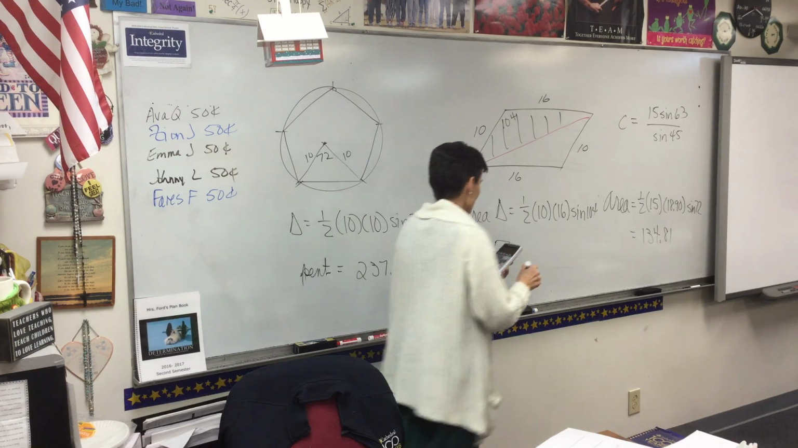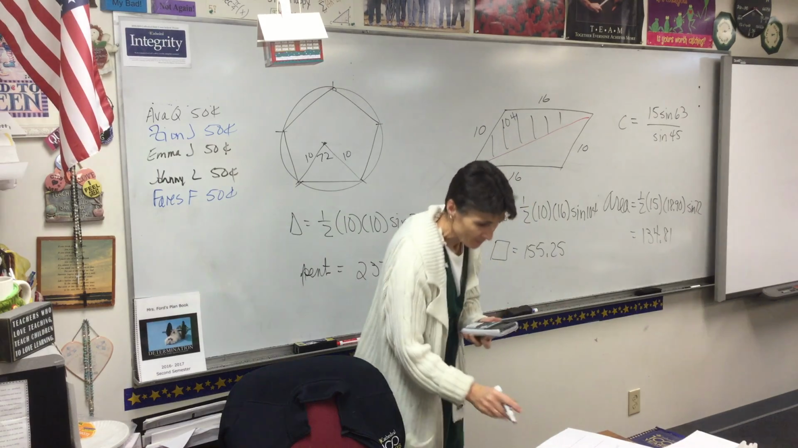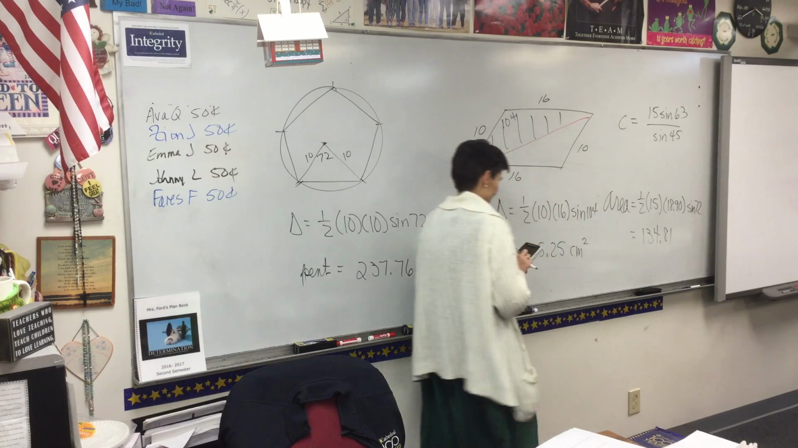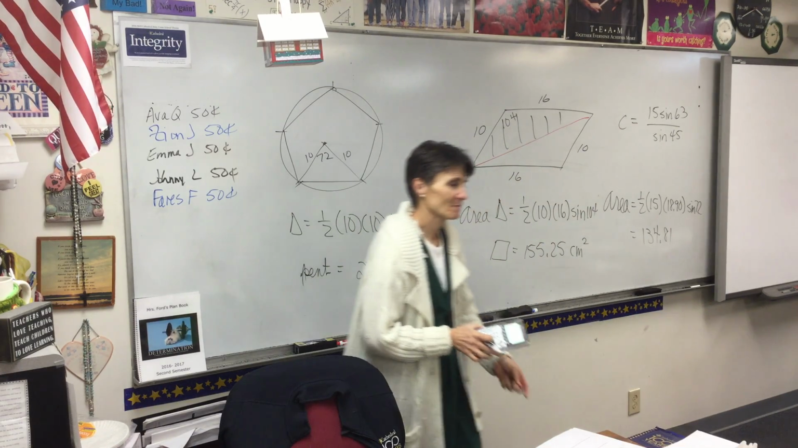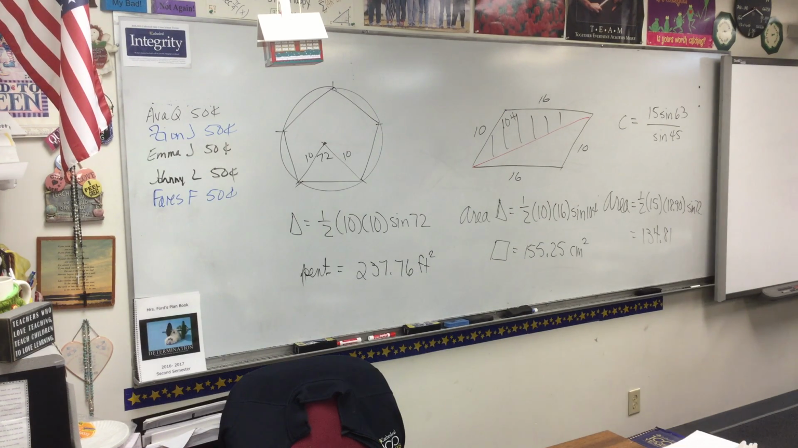Did you get 155.25 meters squared? No, centimeters squared? Yes. I got 28. Well, you must have rounded something off. Make sure you don't, just take the answer to your triangle, Ferris, and times it by 2.